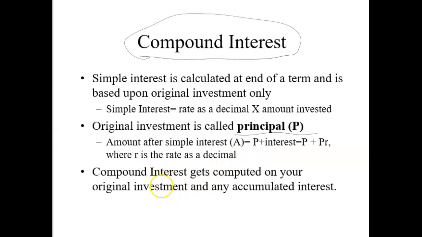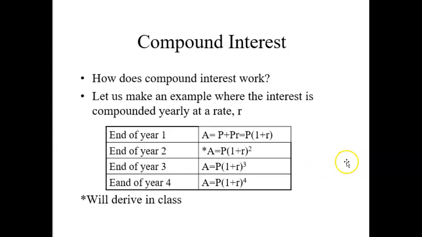Compound interest gets computed on your original investment and any accumulated interest. So if you were going to compound this interest, this P plus PR becomes your new principal for the next term when you make a calculation. So this is about how this goes.